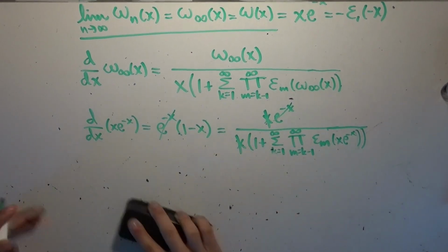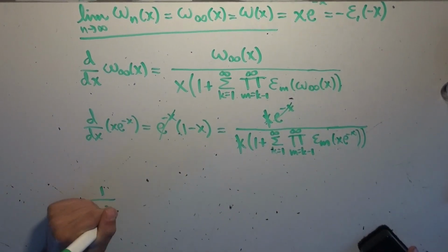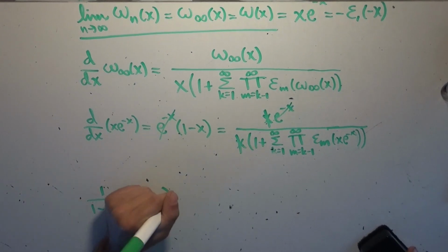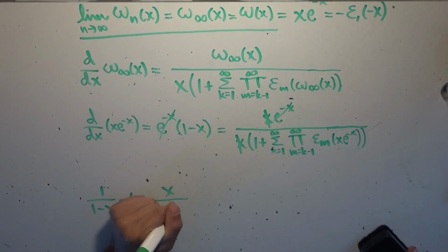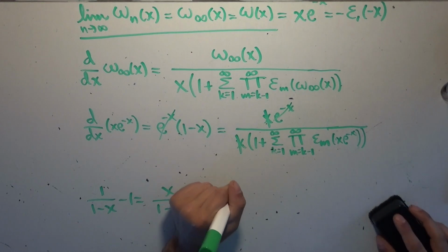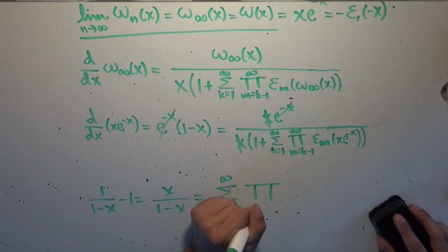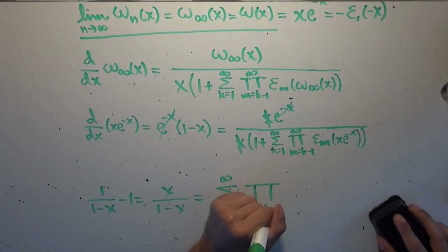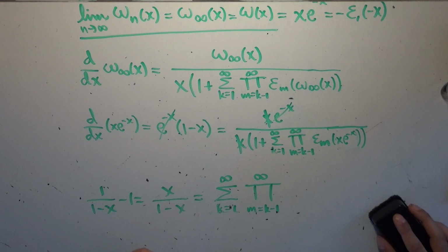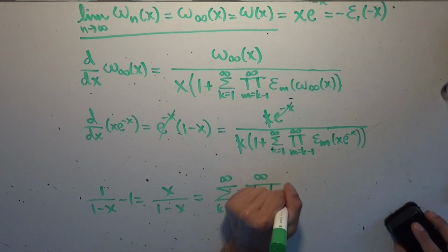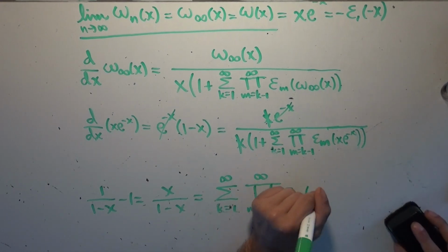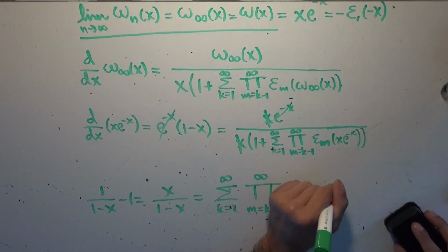I need to put this result on its own. So we have 1 over 1 minus x minus 1, which is the same as x over 1 minus x. This is equal to the sum from k equals 1 to infinity of the product from m equals k minus 1 to infinity of the nth epsilon function evaluated at x times e to the negative x.